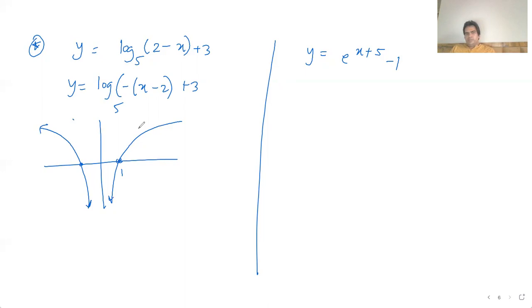If I move 2 units to the right, you'll have a vertical asymptote at x equals 2, and then move 3 units up. First it is like here, this is the graph of this part. And if I move 3 units up, it'll be possibly here, something like this. So this is the graph of the function that I want.